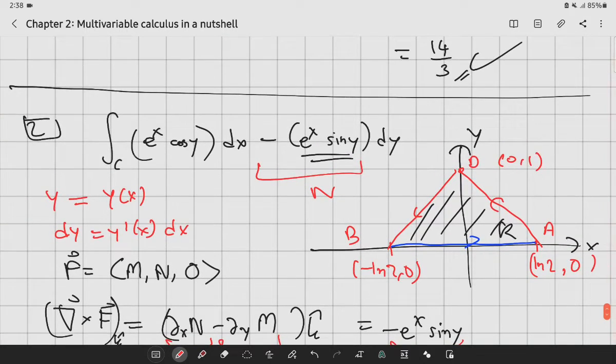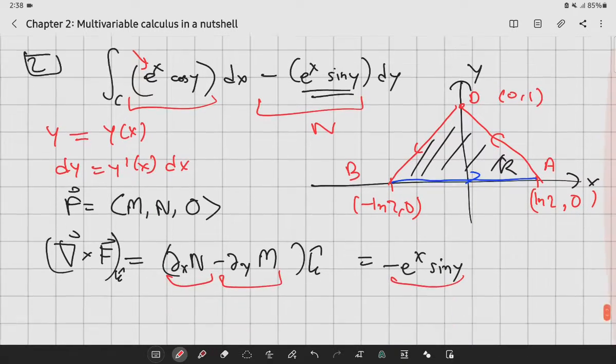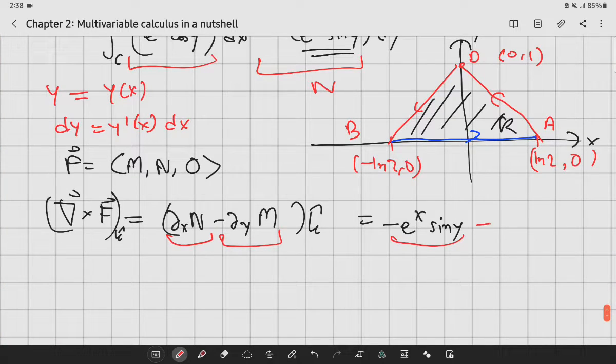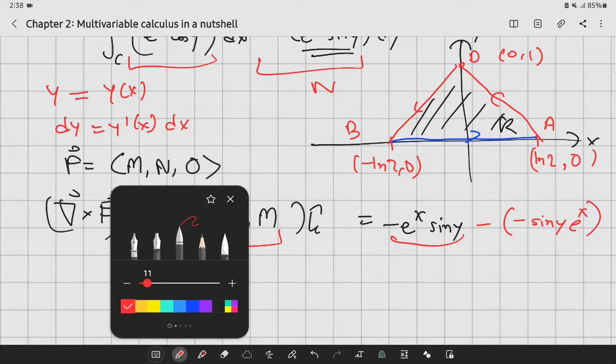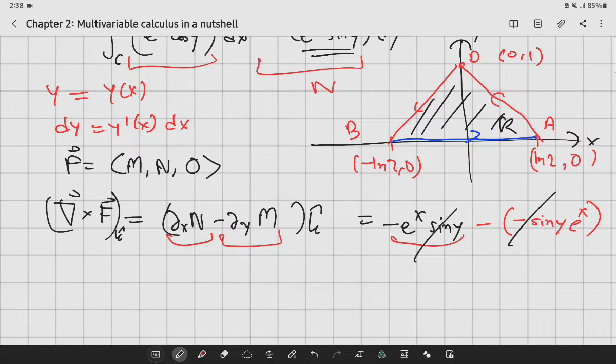Now you can see that partial y will just ignore this, and partial y of cosine y is simply minus sine y. So I'll have minus, because I have this minus, be careful about the minus sign, and I have minus sine y, which is the derivative of cosine, and e raised to x just comes along for the ride. So as you can see now, the curl is 0, because you have plus e raised to x sine y minus e raised to x sine y. Together they give you 0.